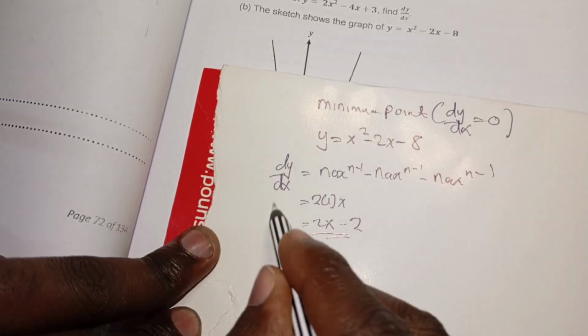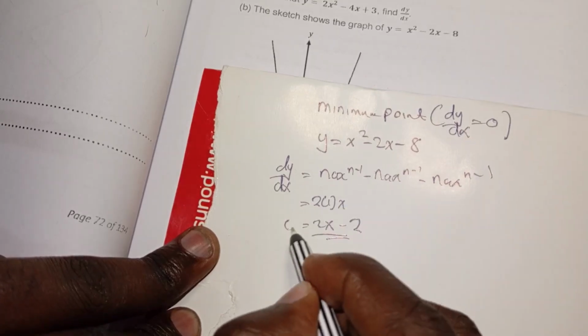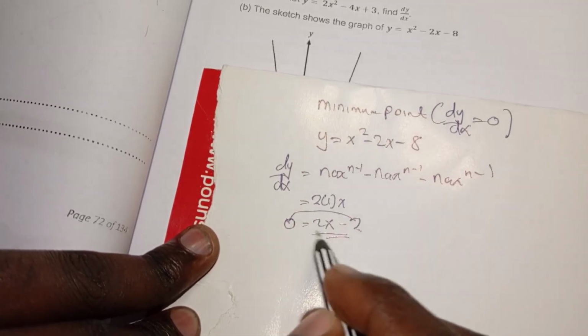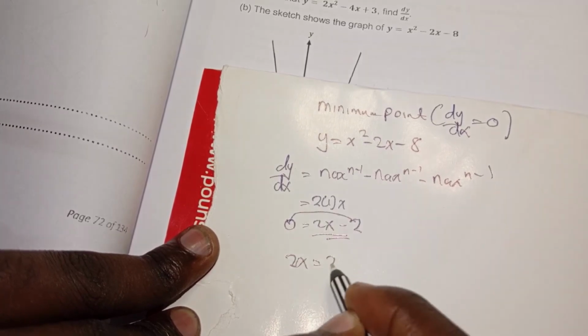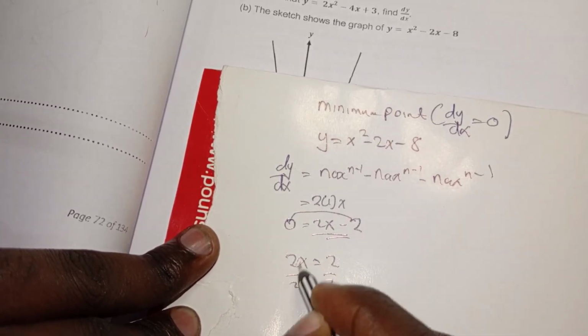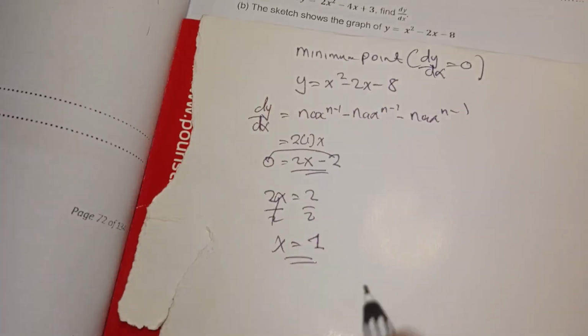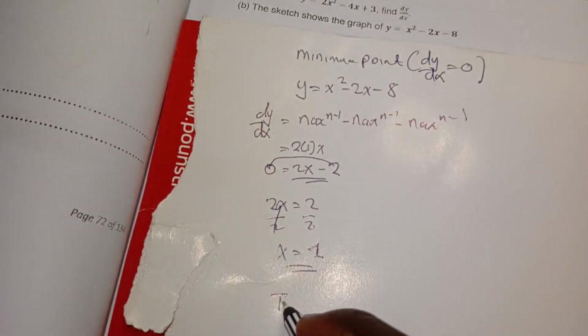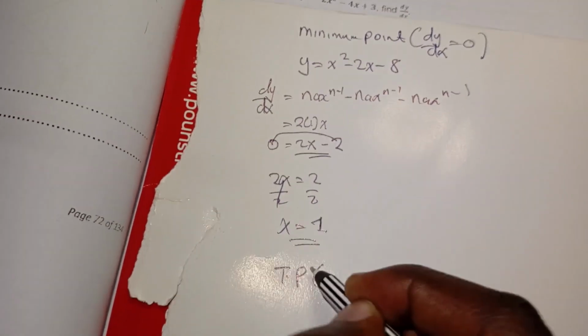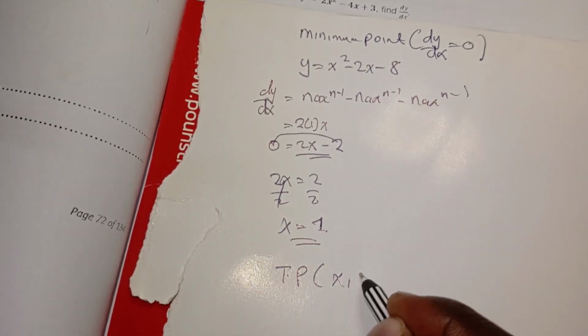So here now we know dy/dx is 0, so put this one to 0. Take it this side, so 2x will be equal to 2, divide by 2 over 2, so x is equal to 1. Okay. So now the turning point is given by (x, y).